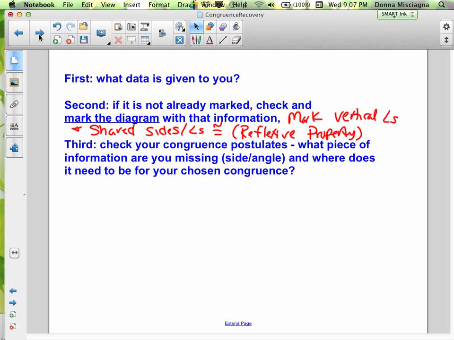Sometimes the information is not on the diagram, right? It's written next to it. If it's written next to it and not marked on the diagram, mark it. Make sure you mark the diagram so you can see it. It's not enough just to have it written. And third, check your congruence postulates. What piece of information are you missing? Side and angle. Where does it need to be for your chosen congruence? You're going back to your congruence postulates.